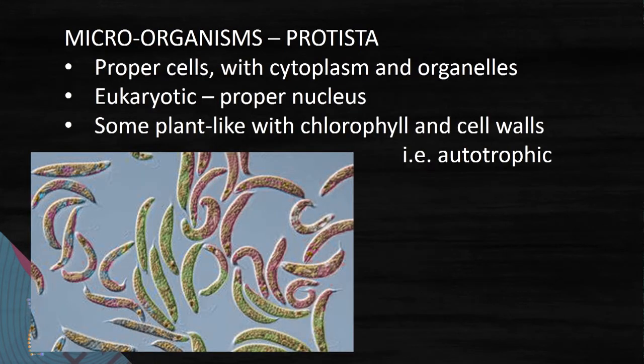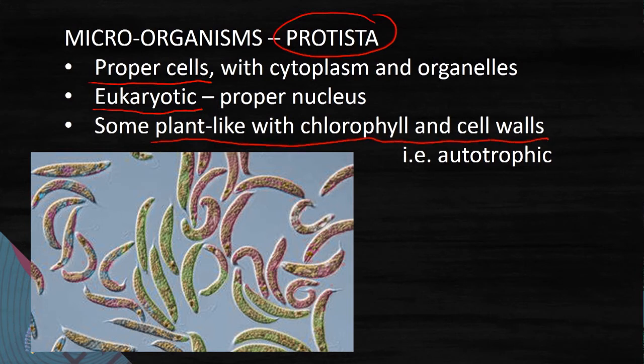The next group we're looking at of microorganisms are the slightly more advanced microorganisms called the kingdom Protista. These have proper cells. They've got cytoplasm and organelles, and they have a proper nucleus, so they are called eukaryotic. There's a huge variety of protists, some of them being plant-like, which means they have chlorophyll and cell walls, and this picture shows some of the wide variety of different algae that we sometimes find in swimming pools and dams.